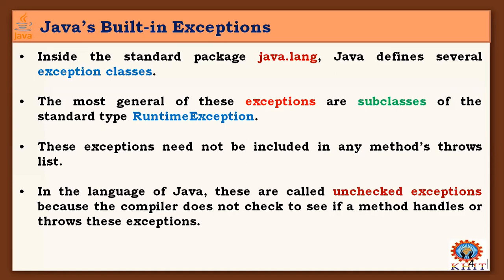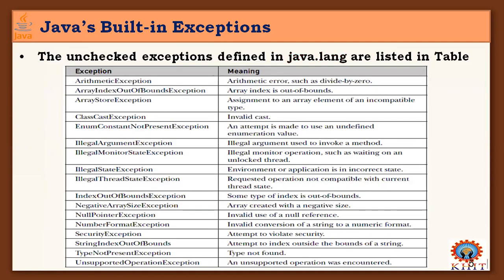That is, these default or built-in exceptions are unchecked exceptions. The compiler doesn't bother about these types of exceptions that may be generated during execution. And the unchecked exceptions defined in java.lang are listed in the table below.